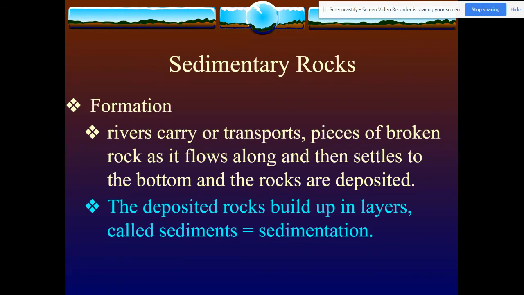Sedimentary rocks: the rivers carry or transport pieces of broken rock as they flow along, and then it settles to the bottom, and the rocks are deposited. So these deposited rocks build up in layers. Those layers are called sediments, and that process is known as sedimentation. That is why they are called sedimentary rocks. So it could just be pushing along sand, larger pieces of broken rocks, dirt. And then as it piles those things up, that builds up in layers called sediments. That is your sedimentation. So those are sedimentary rocks.